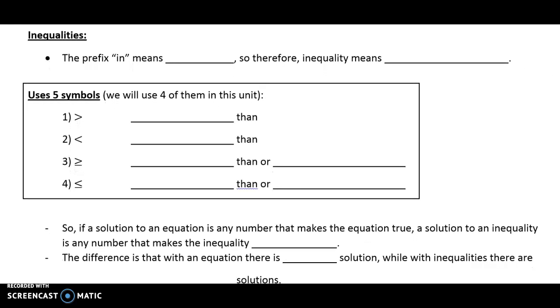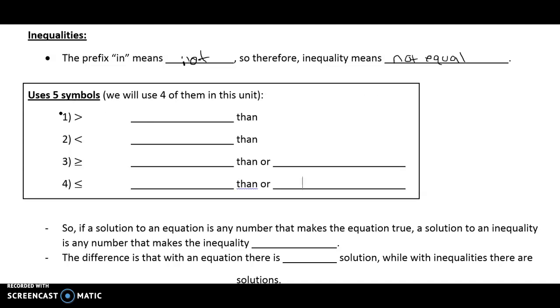So inequality, first it's important just to get a basis of what it is. The prefix in literally means not. So therefore, inequality just means not equal. We're doing something a little different than what we did all last unit, which was things being equal and having an answer to every equation. This time we're going to have multiple answers to an inequality.